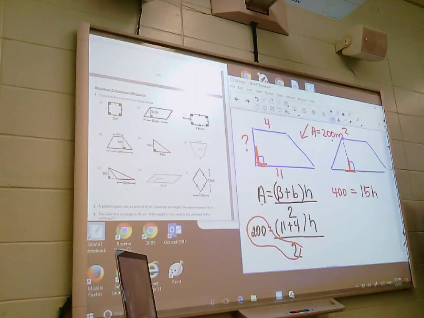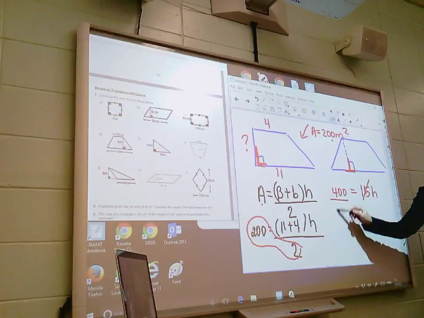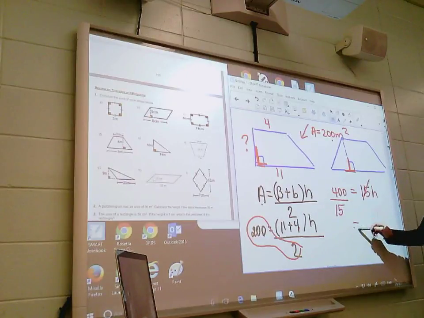And last but not least, we've seen this before, this situation. How do I remove the 15 from the H? How do I get rid of that? You divide by 15. And maybe somebody can help me out. It might be a decimal number. I'm not sure.